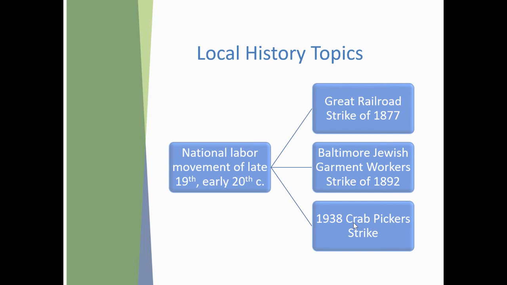Another example of taking a national topic down to the local level, if you're looking at something like the national labor movements of the late 19th and early 20th century, there were many strikes that happened during that time on the local level that can help contribute to that bigger story. For example, the Great Railroad Strike of 1877, the Baltimore Jewish Garment Workers Strike of 1892, and or the 1938 crab picker strike. All of these occurred in Maryland.